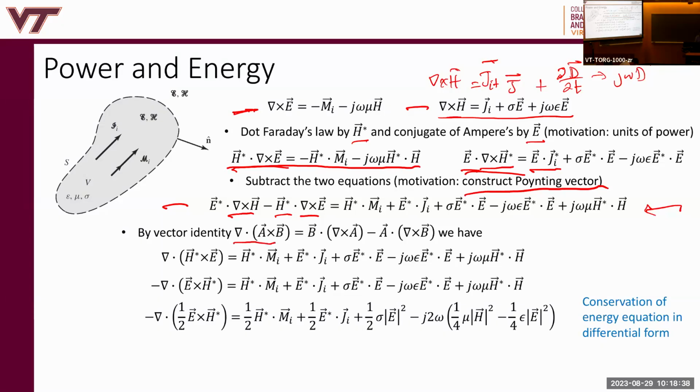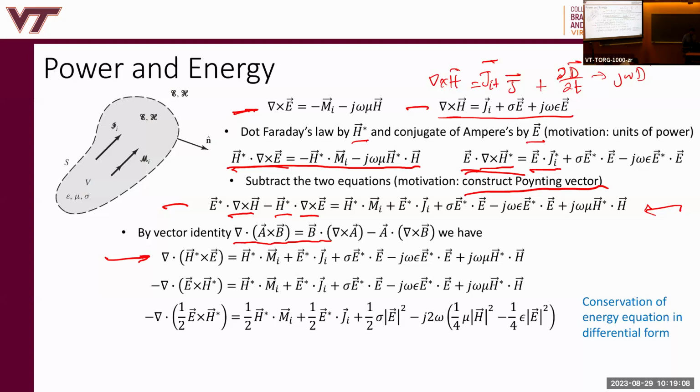Because of this vector identity here, the left-hand side becomes the divergence of H conjugate cross E. So I'm almost to the Poynting vector. Some more mathematical operations, and I can write that as minus the divergence of the E cross H conjugate, which is what I want, right? Then all I'm going to do is multiply by 1/2 throughout, so I can get the 1/2 E crossed with H conjugate. That's my Poynting vector.